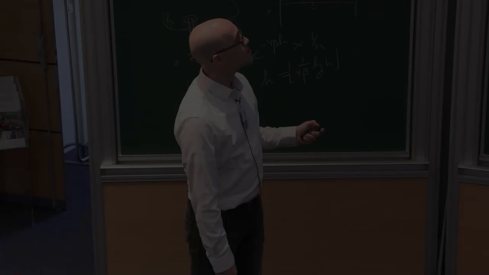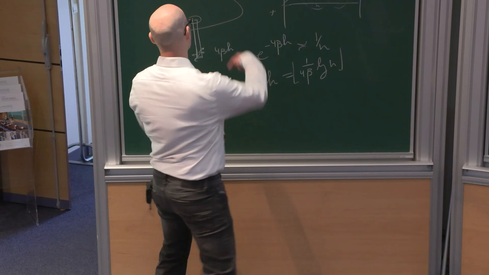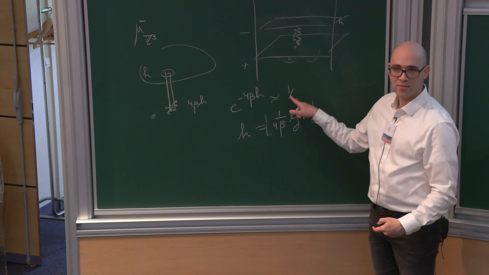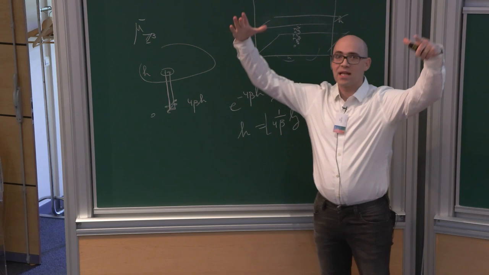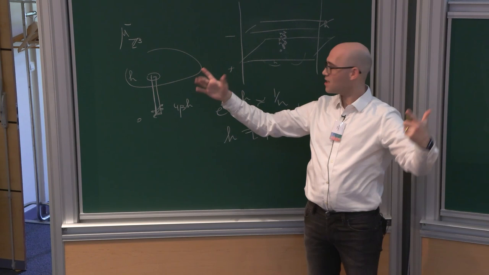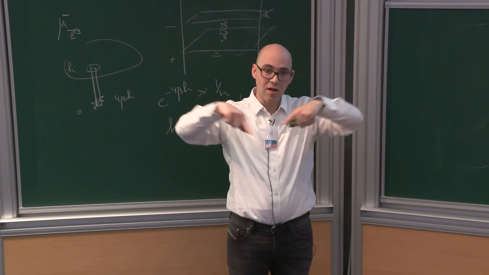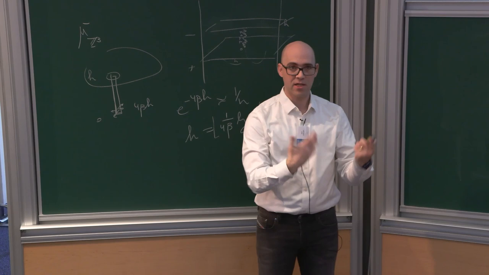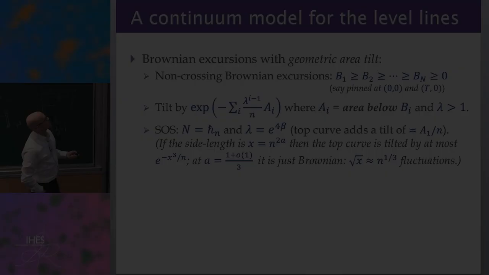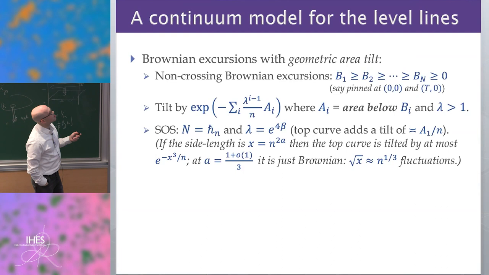The highest level should feel, I mean, this e to the minus 4 beta h is 1 over n. This is how much you gain from sticking in the spike. So the area of the highest level gets a bonus of the area times 1 over n. Or in this way, we are looking at things below the curve. So it's like the outside of the area gets a penalty of minus 1 over n. It's the same thing.